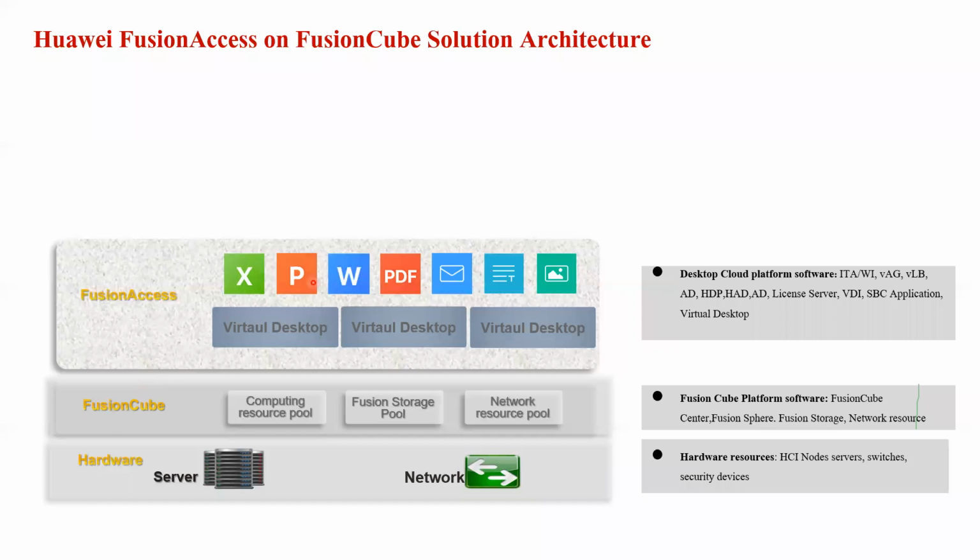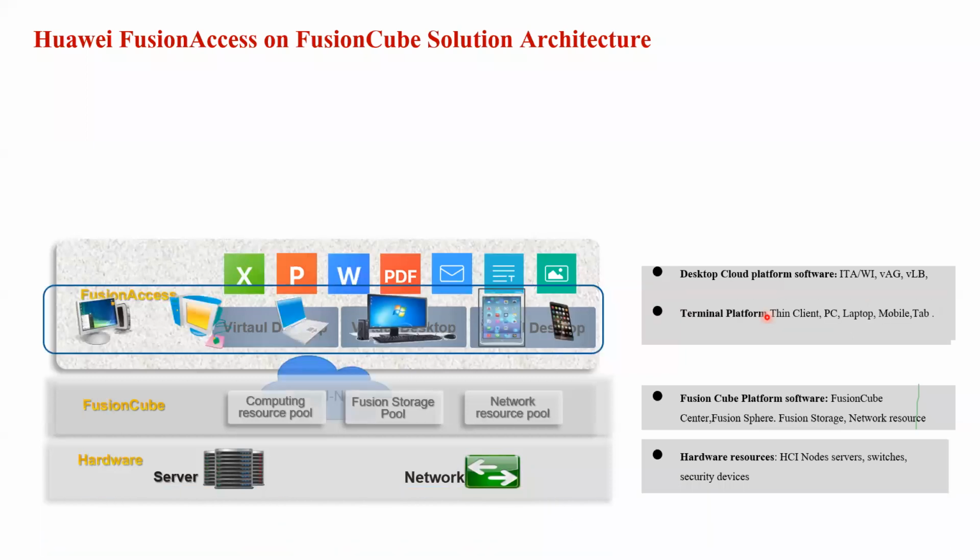In FusionCube, we provision the end user virtual desktop, install the application, and assign it to the end user. These are some key components of FusionAccess, like ITA, WI (web interface), virtual access gateway, virtual load balancer, and existing IT components like AD, DNS, and DHCP.